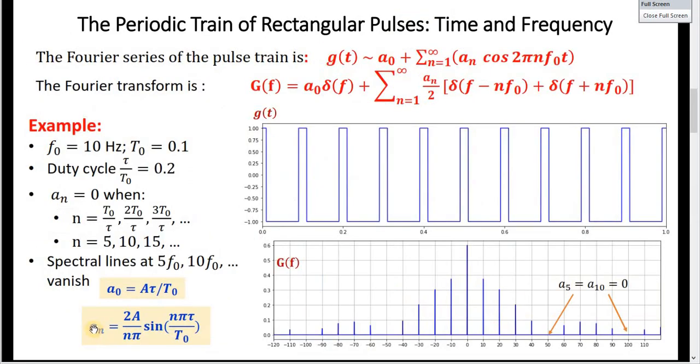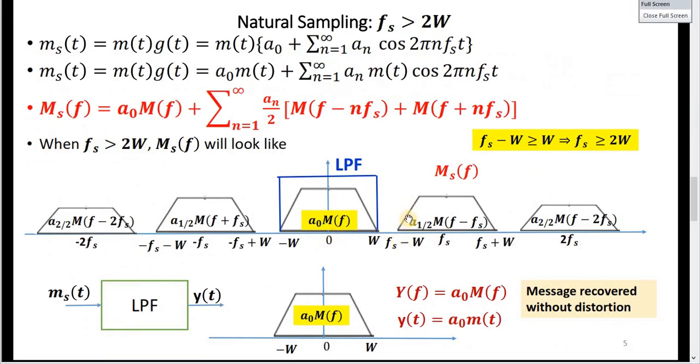We recall that the magnitude of a_n decreases as n increases. This is a1, a2, a3, a4, and so on. As n increases, the magnitude of a_n decreases. This observation justifies what we see in this figure, that the height of this term, which is a1/2, is greater than the height of this term, which is a2/2. This Fourier coefficient is smaller than this Fourier coefficient.